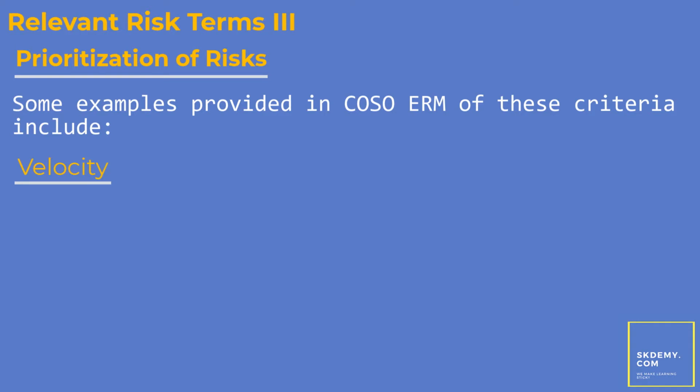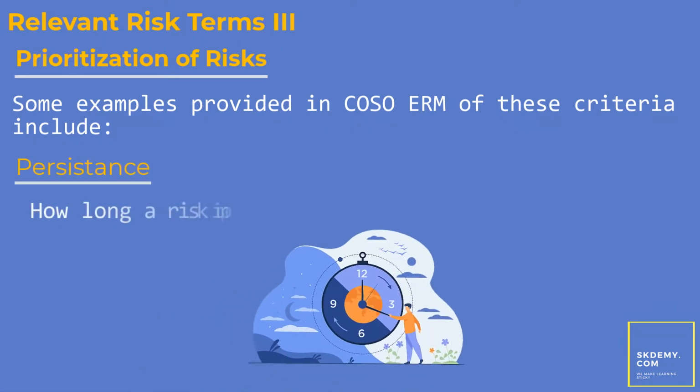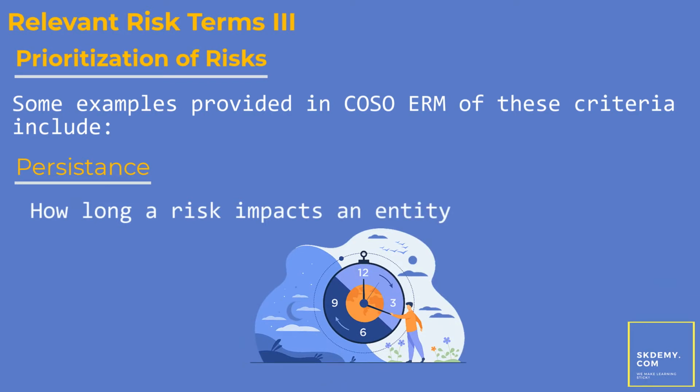Velocity, the speed at which risk impacts an entity. The velocity may move the entity away from the acceptable variation in performance. For example, the risk of disruptions due to strikes by port and customs officers affecting the objective relating to efficient supply chain management. Persistence, how long a risk impacts an entity. For example, the persistence of adverse media coverage and impact on sales objectives following the identification of potential brake failures and subsequent global car recalls.